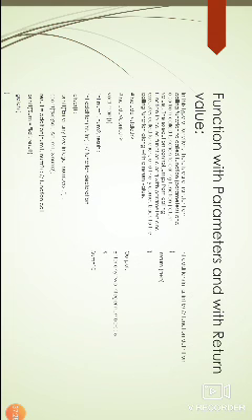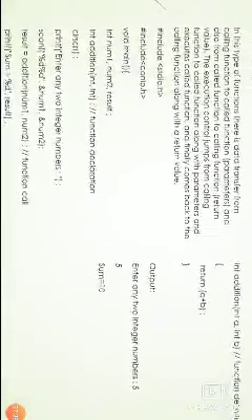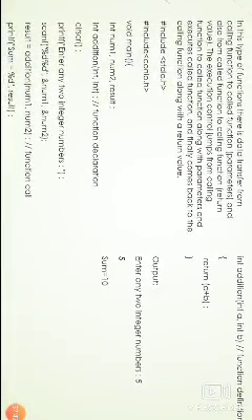Next one, function with parameters and with return value. In this type of function, there is data transfer from the calling function to the called function, that is parameters, and also from the called function to the calling function, that is the return value. The execution control jumps from the calling function to the called function along with parameters and executes the called function, and finally comes back to the calling function along with a return value.